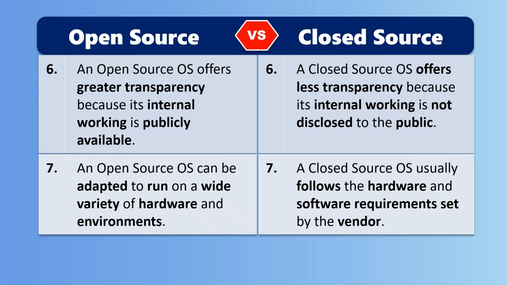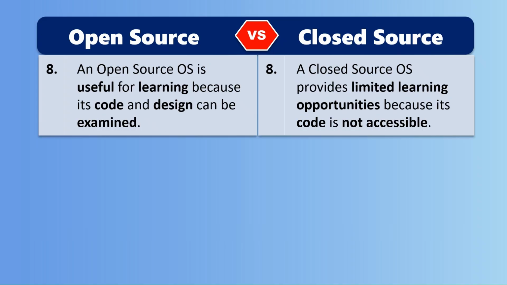An open source OS can be adapted to run on a wide variety of hardware and environments. A closed source OS usually follows the hardware and software requirements set by the vendor. An open source OS is useful for learning because its code and design can be examined. A closed source OS provides limited learning opportunities because its code is not accessible.